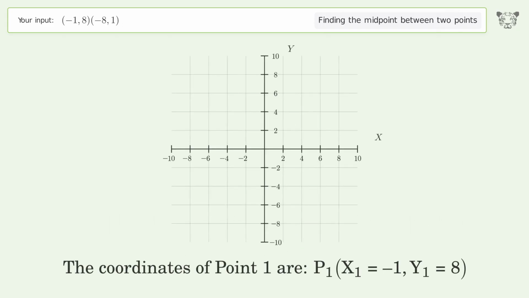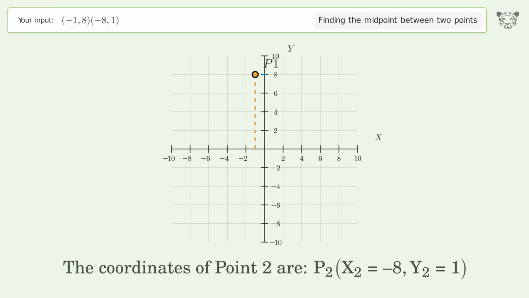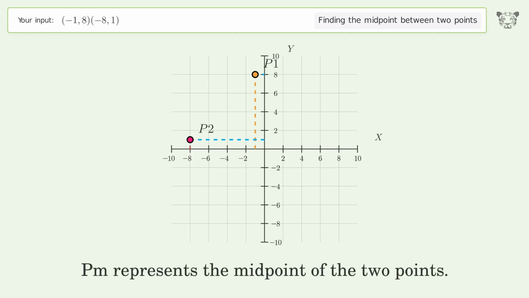The coordinates of point 1 are x1 equals negative 1, y1 equals 8. The coordinates of point 2 are x2 equals negative 8, y2 equals 1. PM represents the midpoint of the 2 points.